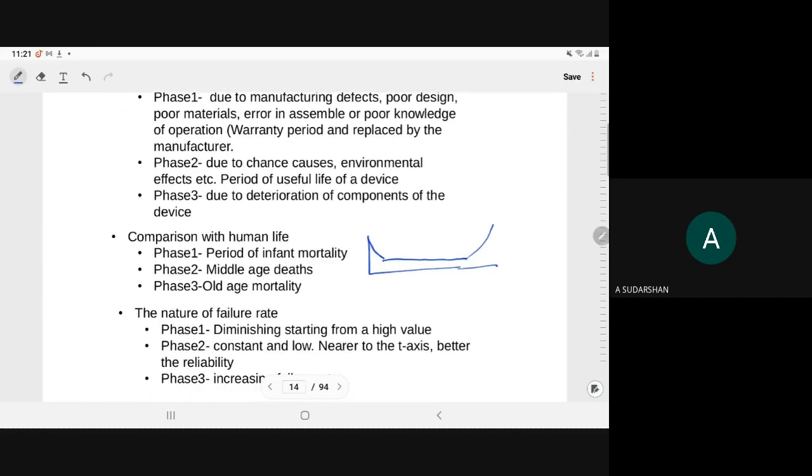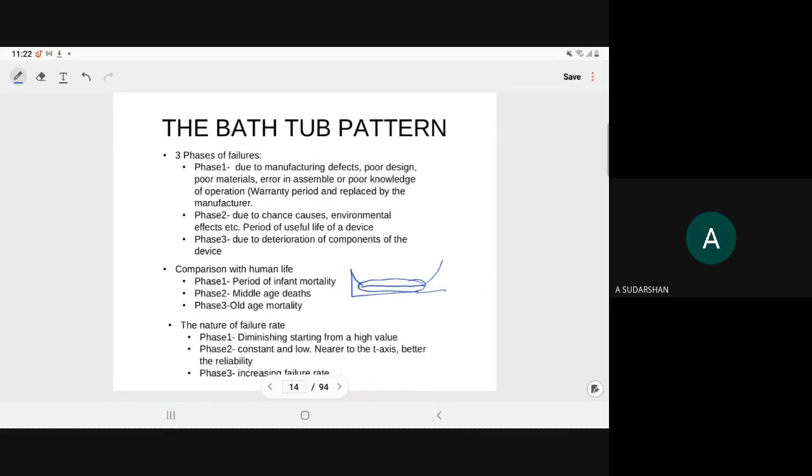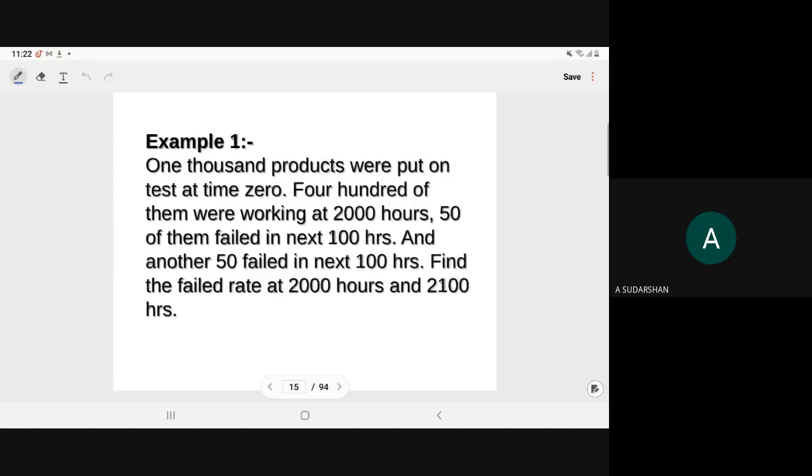So what is the nature of the failure rate? In phase one, it is diminishing, starting from a very high value. Then in phase two, it is constant or low, near the T-axis. Here we have better reliability because we have a low hazard rate value. Then in phase three, we have an increasing failure rate. That's why, due to its shape, we call it a bathtub curve, because its shape is like a bathtub.